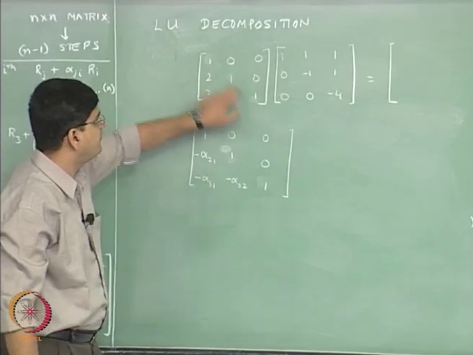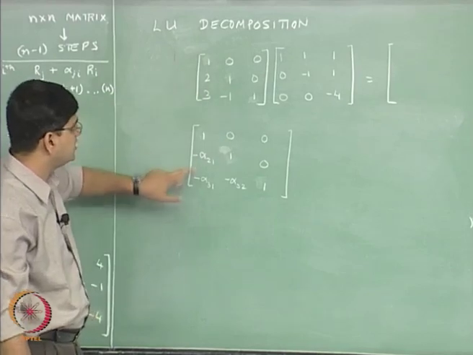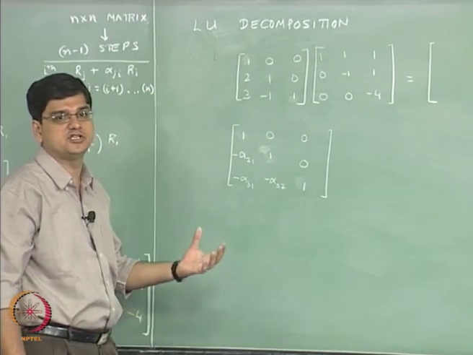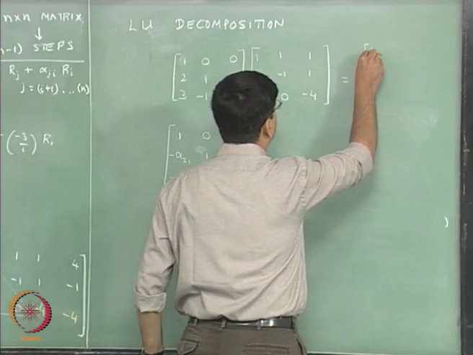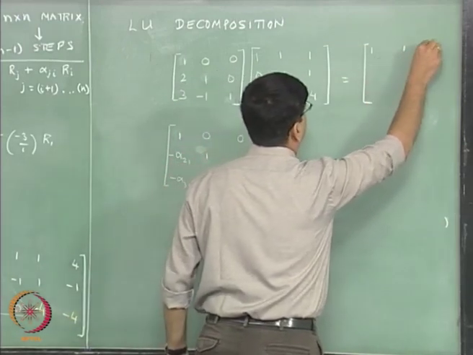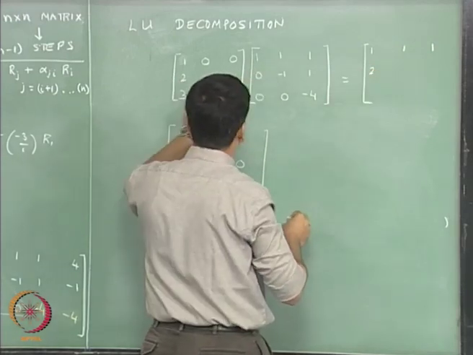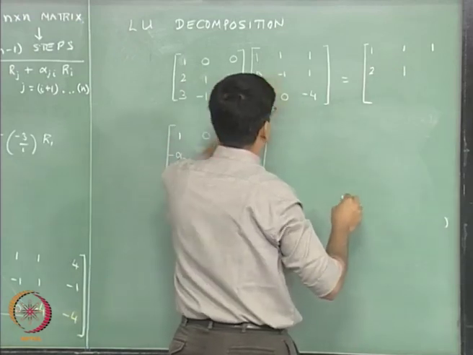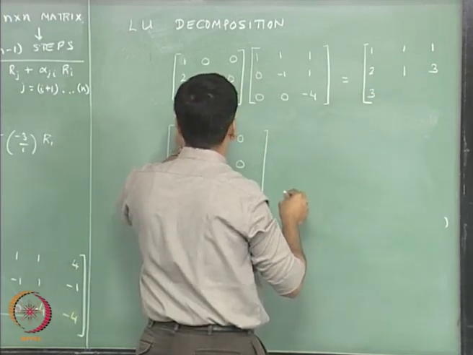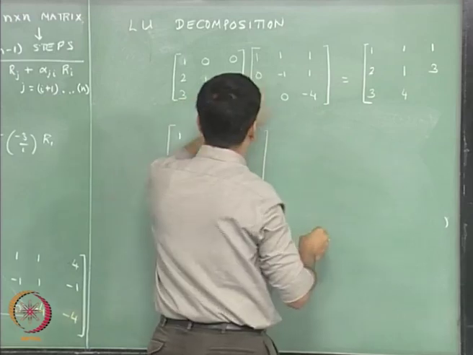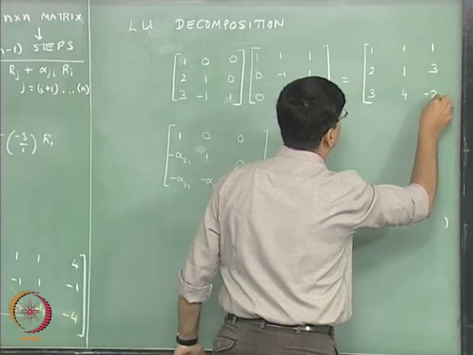Okay, so we have this 1 1 1, we have put zeros in all the upper triangular elements, and in the lower triangular elements we have put negative of the coefficients that we have used in the Gauss elimination step. Let us see what product we get. This is going to be equal to 1 1 and 1, this will be 2 plus 0 plus 0, that is 2, that is 2 minus 1, that is 1, 2 plus 1 equal to 3, and this is 3, 3 plus 1 equal to 4, and 3 minus 1, that is 2, minus 4 equal to, so 2 minus 4 equal to minus 2.